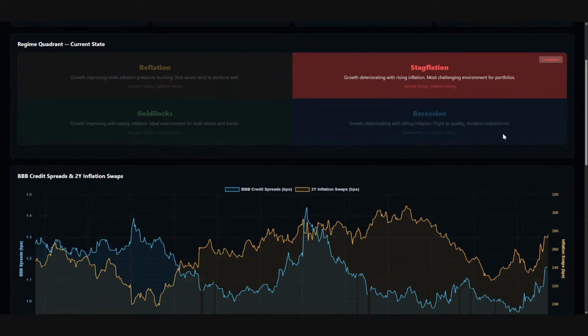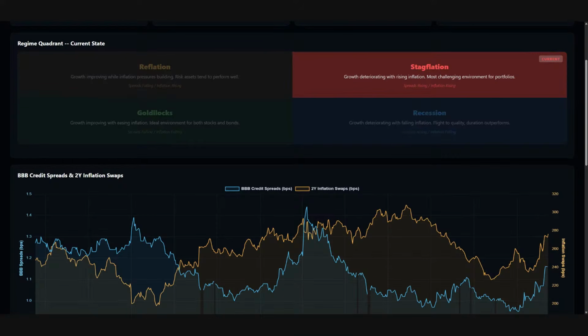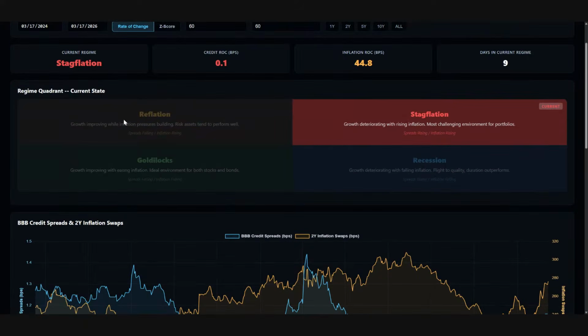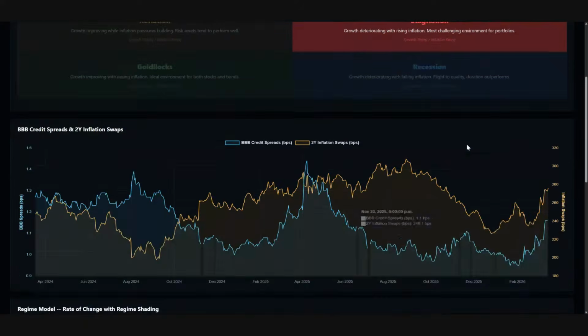And then recession is obviously when you have spreads rising and inflation falling. That's basically like this right here. Some type of growth impulse where inflation expectations are falling and credit spreads are rising. Basically, equities are selling off and bonds are bidding. So these changes in growth and inflation connect to credit spreads and inflation expectations.